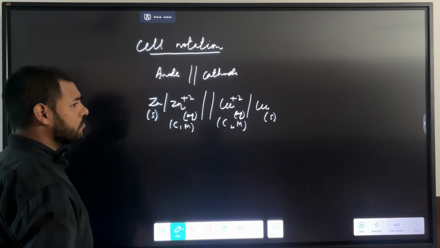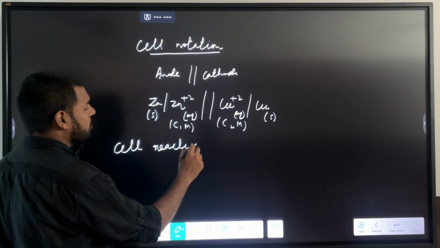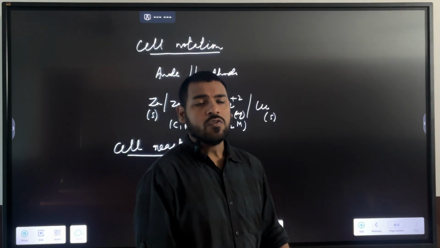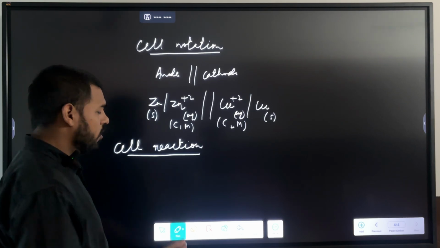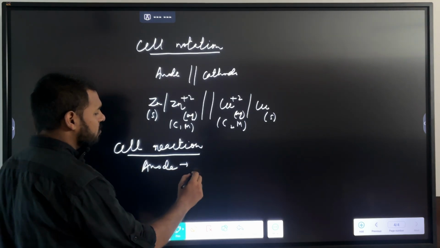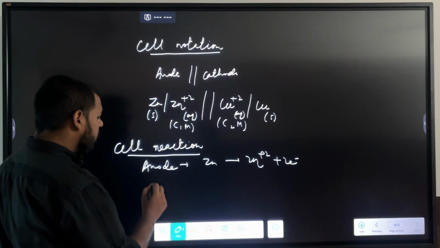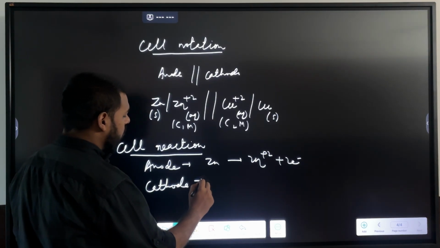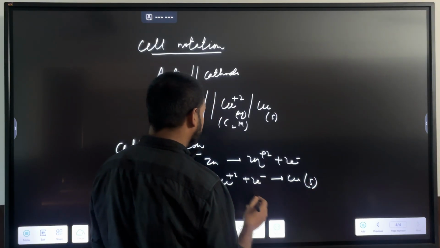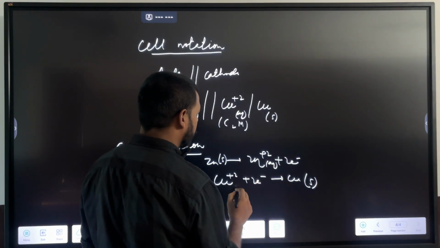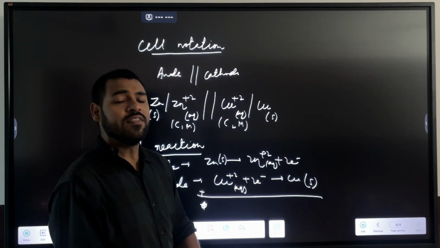Okay, now coming to the cell reaction. How to write the cell reaction? First of all, write the reaction happening in the anode. We have zinc converting to zinc plus 2 with 2 electrons. Now in the cathode we have the reduction of copper plus 2 to copper. So write down the physical states. This is aqueous, this is aqueous, and just add the reactions to get the cell reaction.